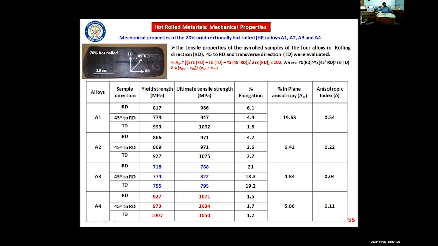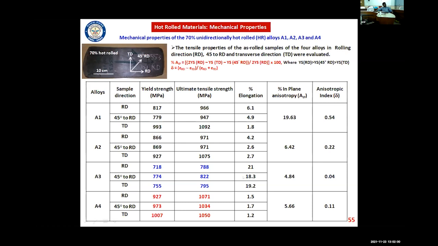These tensile samples were subjected to tensile tests at room temperature at a strain rate of 10⁻³ per second. In all 3 sample directions I did this for all the 4 LIs, and from the engineering stress strain curves I derived the yield strength, UTS and elongation. Among all the 4 LIs, LiA4 exhibits the highest strength values, whereas LiA3 shows very low values, and the strength values of A1 and A2 are in between these two.